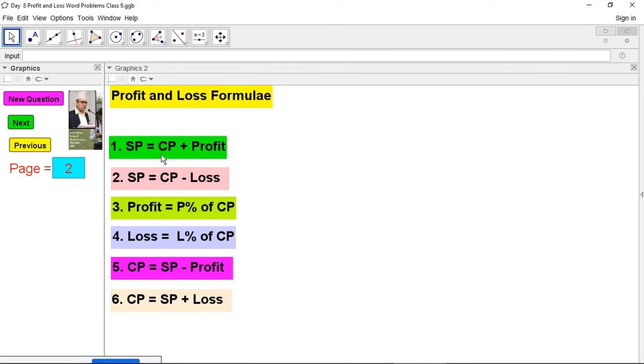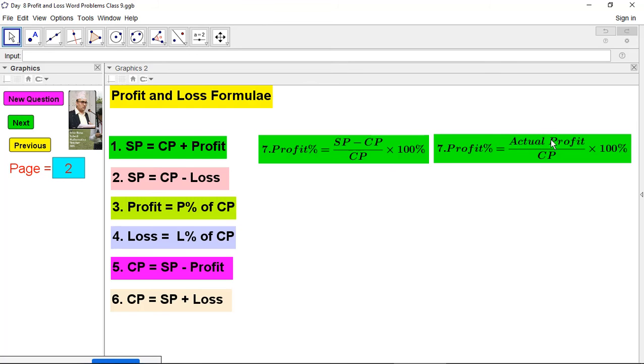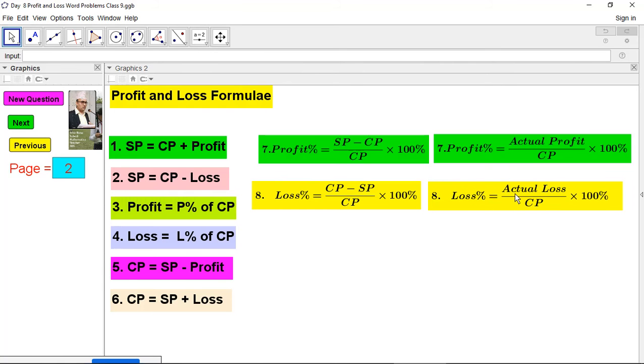SP equals CP plus profit. SP equals CP minus loss. Similarly, from 1 and 2, you can derive other formulae; I have only listed these here. Next one is profit percentage: (SP minus CP) by CP into 100%, dear students. Next is actual profit, which we already discussed, SP minus CP. Similarly, for loss percent, (CP minus SP) by CP into 100%, and this is loss percent.